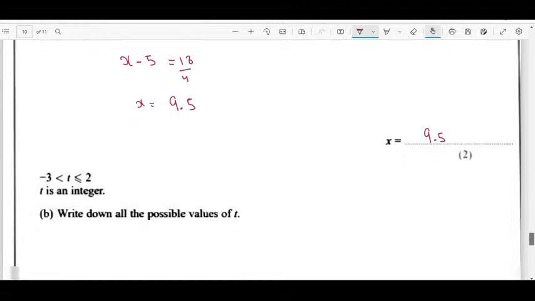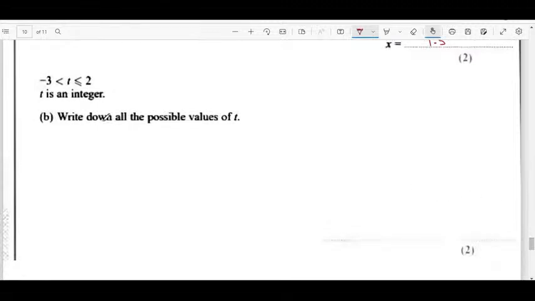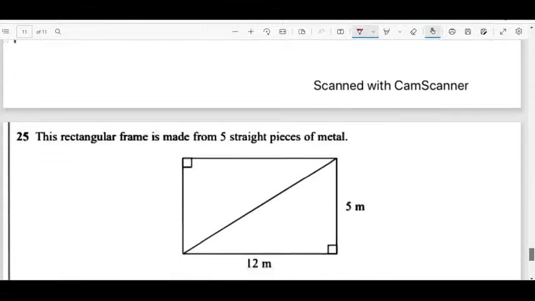Very good. And the next part says, write down all the possible values of t. T is an integer and it is greater than -3 and less than or equal to 2. So yes, please tell me the answer for this part. -2, -1, 0, 1, 2. Very good. Well done. -2, -1, 0, 1, 2. Okay.